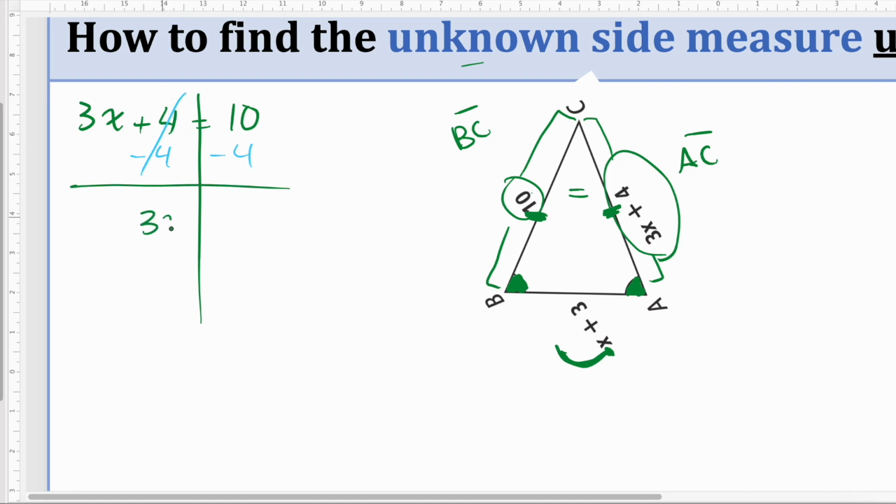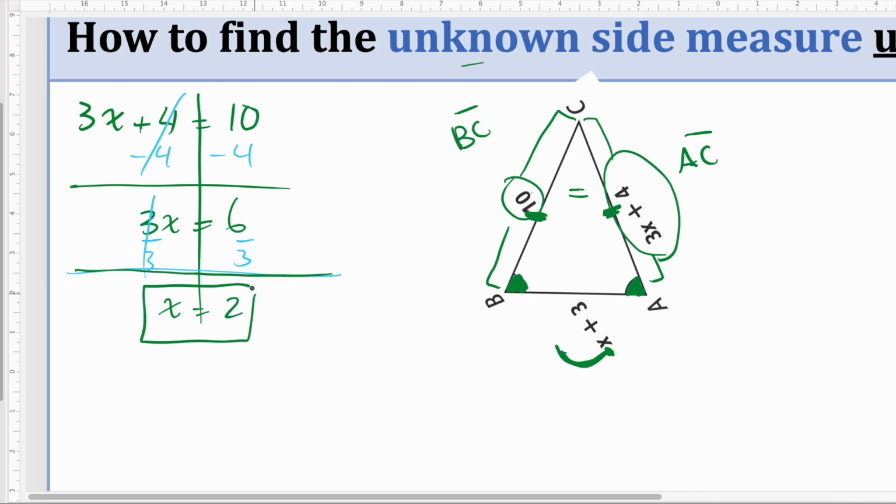Now you have it as 3x equals 10 minus 4, which is 6. Then divide by 3 on both sides. X equals 2. That's the value of x, that's not the value of the side. How to find the side?